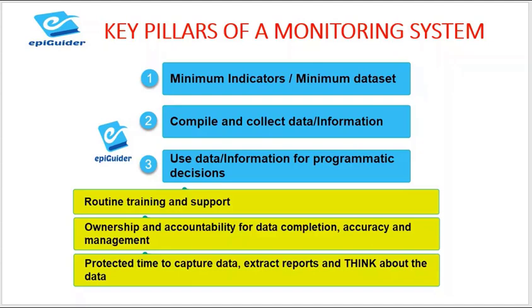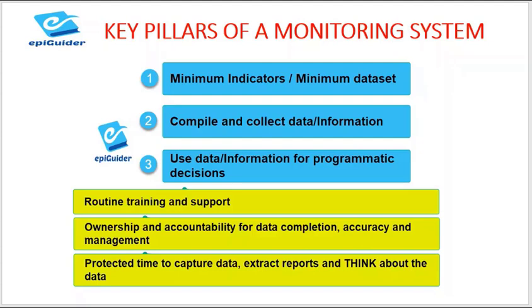The second pillar has to do with the compilation and collection of data or information. Indicators are calculated using data, and thus the data has to be collected. In this pillar, therefore, we are talking about the source of the information, which could be patient files or registers. You want to make sure that your source of data has the information you need and has it in a way that can be easily extracted and aggregated for reporting.